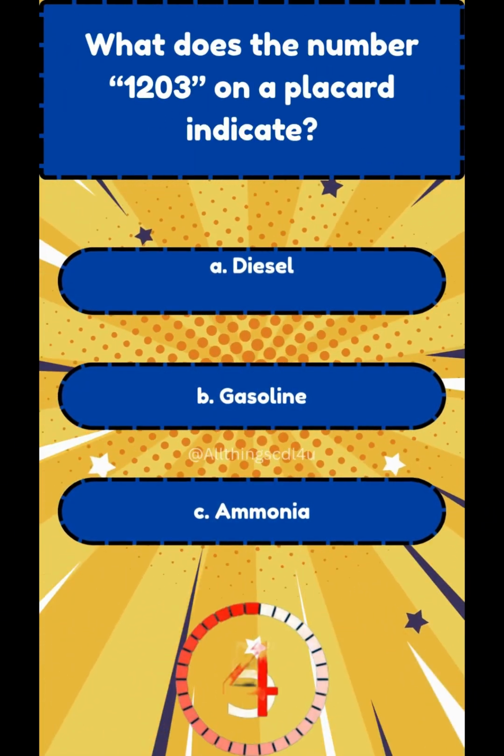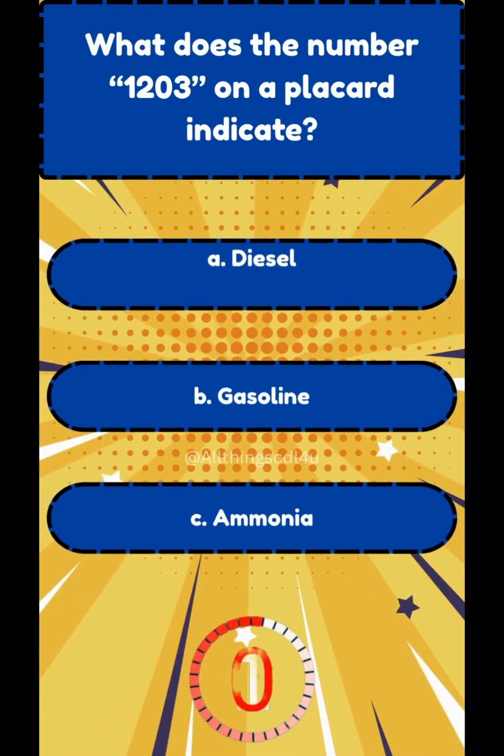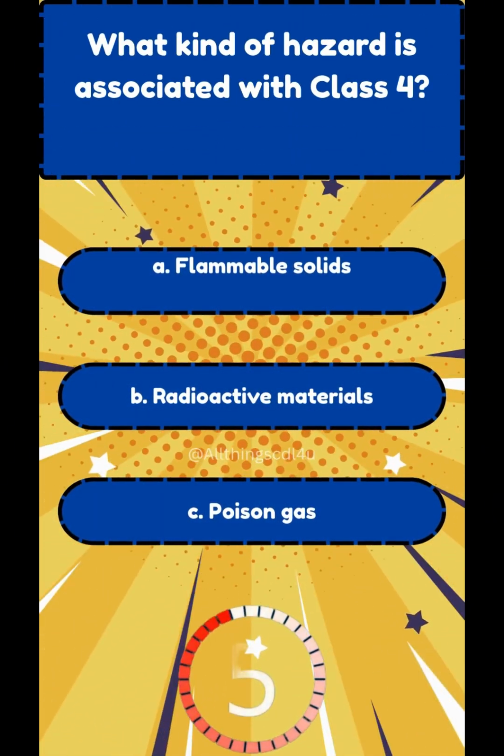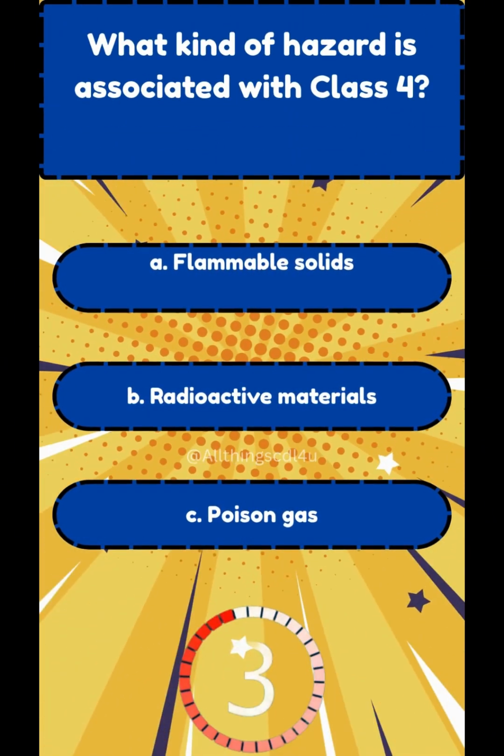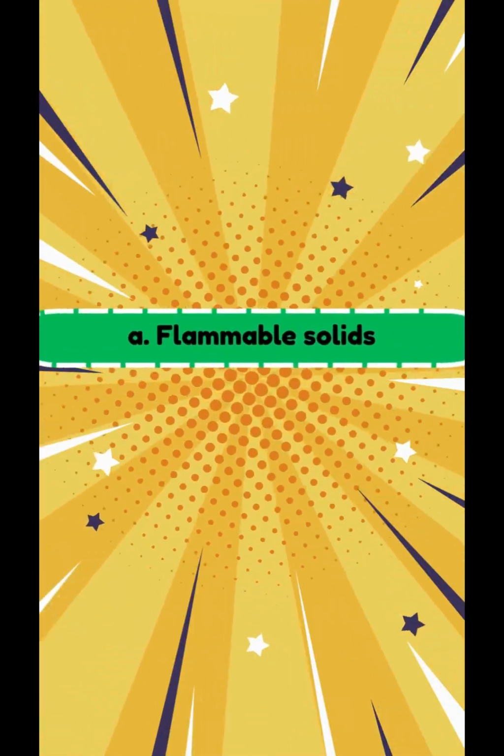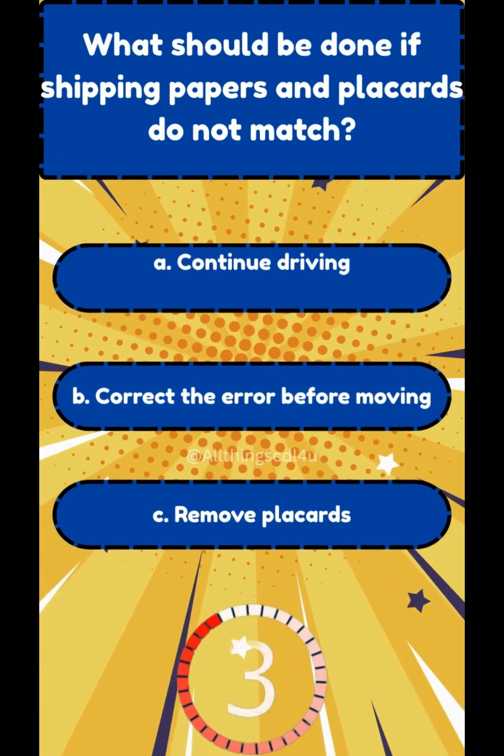What does the number 1203 on a placard indicate? What kind of hazard is associated with Class 4? What should be done if shipping papers and placards do not match?